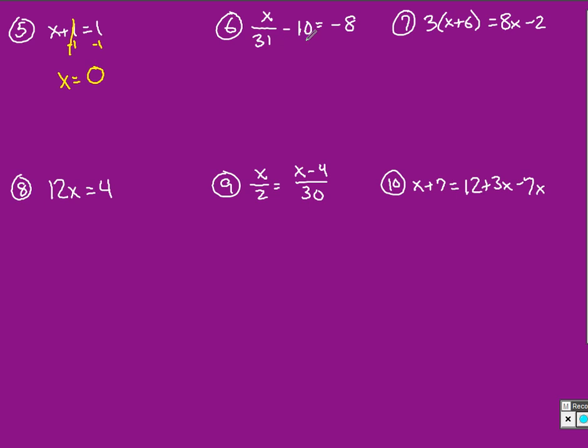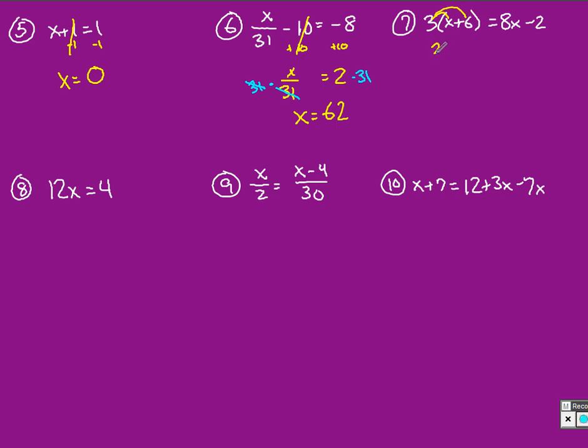In number 6, first we got to move this minus 10 by adding 10 to both sides. Gives you 2. You have x over 31 is equal to 2. To undo a divide by 31, you're going to multiply both sides by 31. That way the times 31 divide 31 cancels itself out, and you're left with x equals 62.